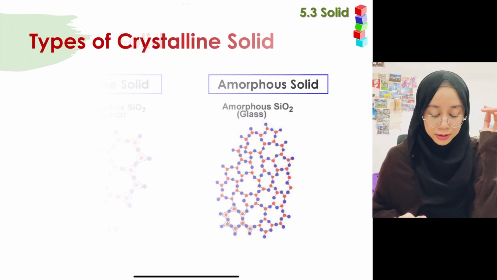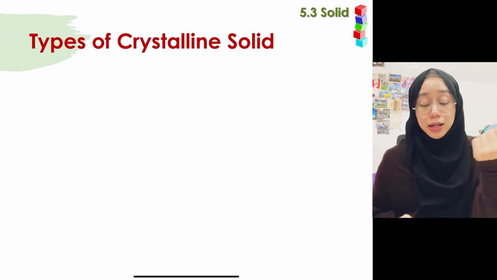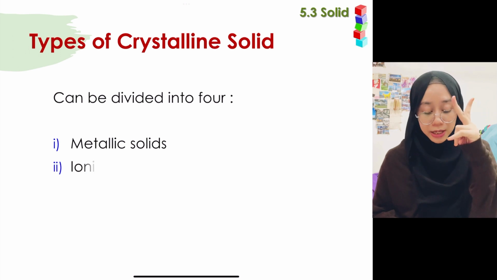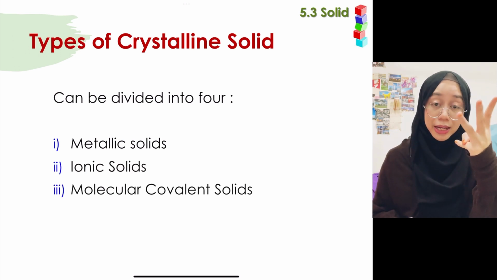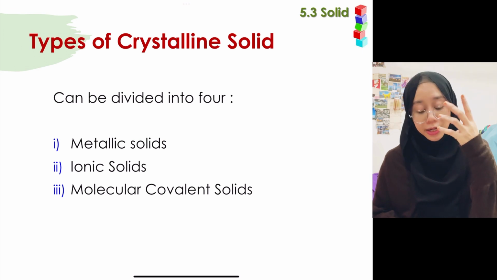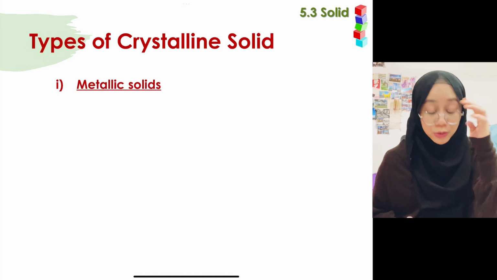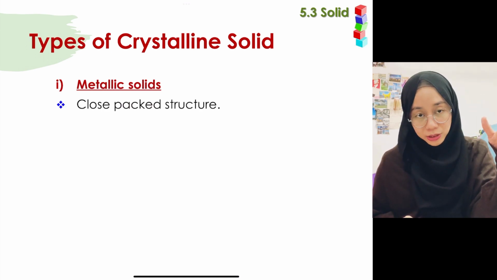Okay. So type of crystalline solid. So kita just nak tengok crystalline solid saja. So crystalline solid, they are divided into four. Okay, the first one adalah metallic solid, second one adalah ionic solid, the third one adalah molecular covalent solid, and the last one kita akan tengok adalah the giant covalent solid. Okay, so untuk yang the first one, metallic solid dahulu.